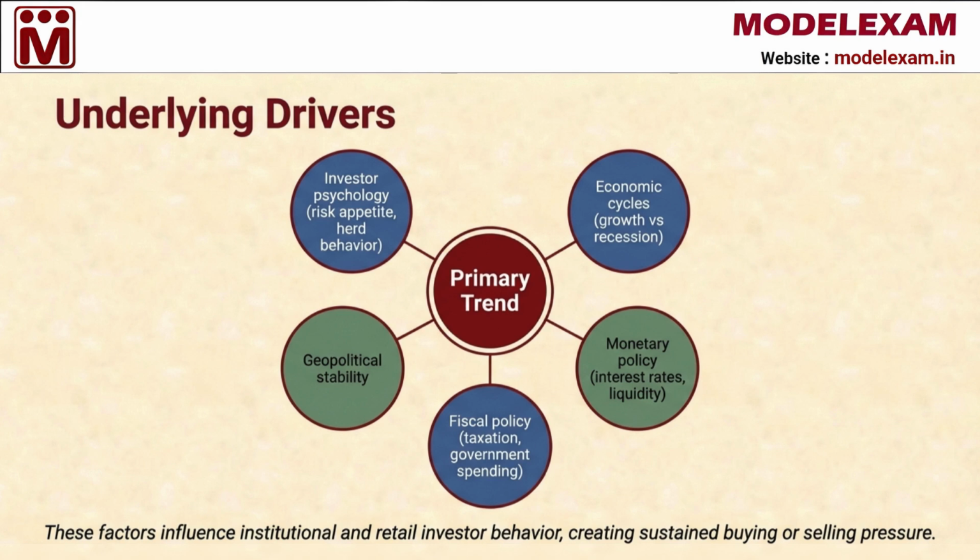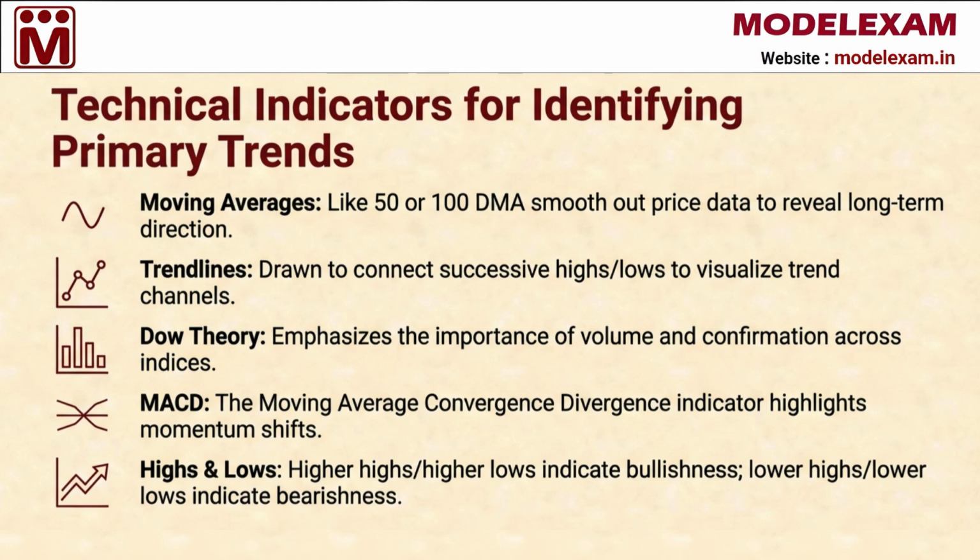Now, you might wonder what actually causes these big trends. As shown on the diagram, there are several underlying drivers. It is a mix of economic cycles, like whether we are growing or in a recession, and monetary policy, which involves interest rates set by central banks. It also includes fiscal policy regarding taxes and spending, as well as geopolitical stability. Finally, investor psychology plays a huge role. When people are greedy, they buy. When they are fearful, they sell. All these factors combine to create the pressure that pushes the trend in one direction.